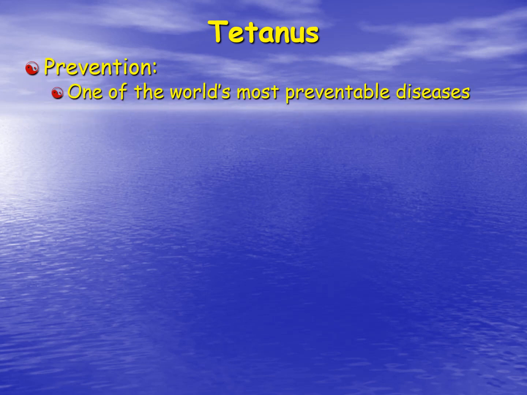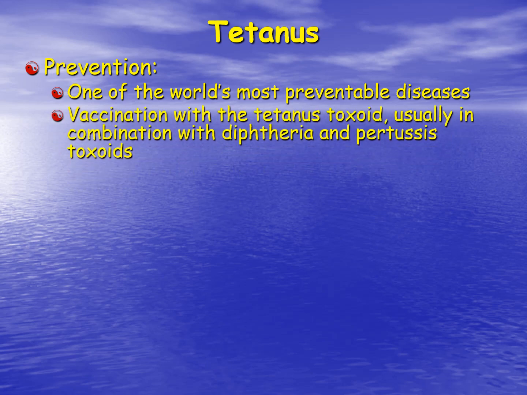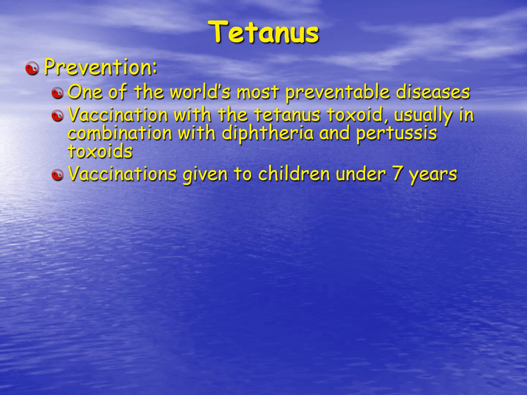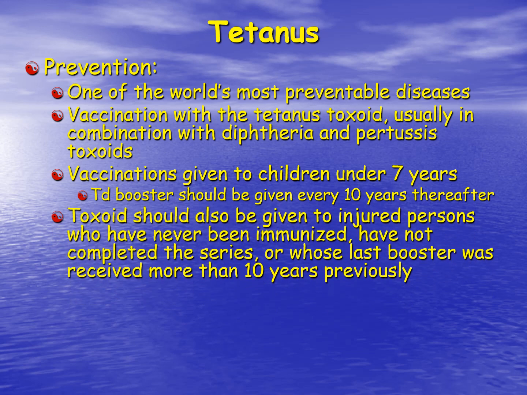Prevention of tetanus. This is really one of the world's most preventable diseases. Vaccination with the tetanus toxoid, usually in combination with diphtheria and pertussis toxoids, is one of the most common vaccines that we use today. Vaccines are given to children under the age of 7, and these boosters should be given every 10 years thereafter, or if you have an injury.